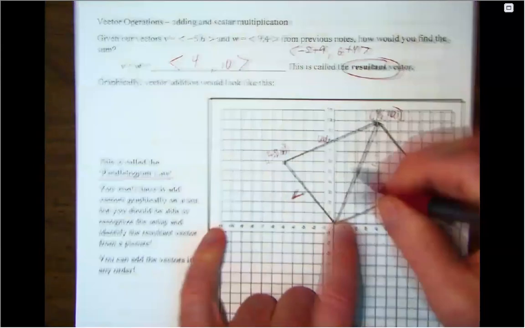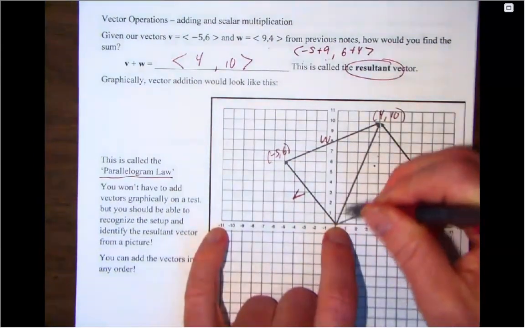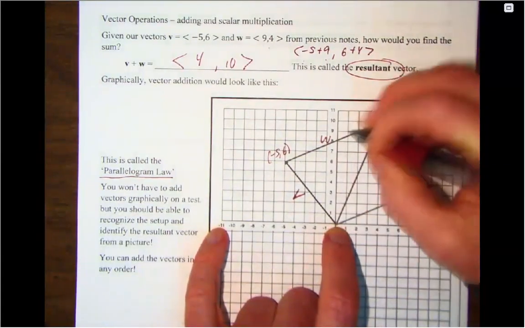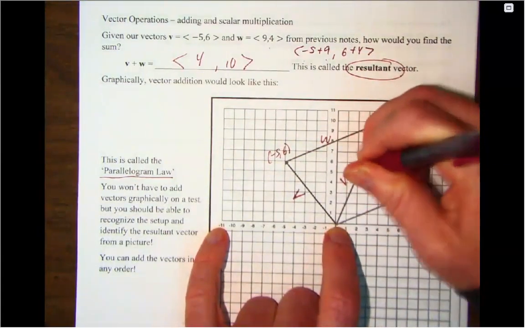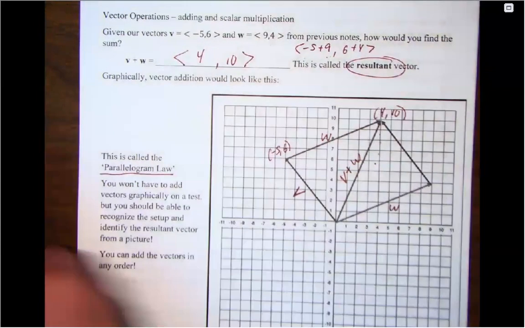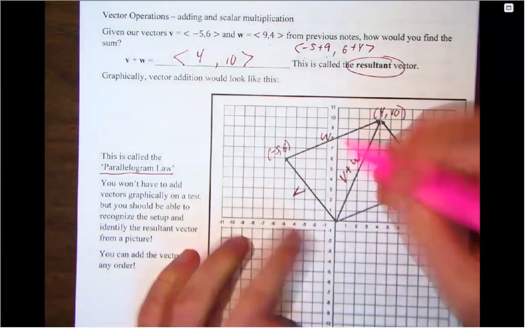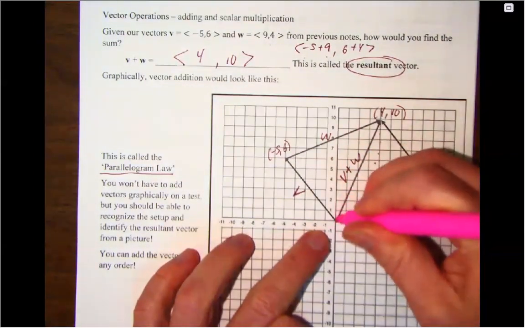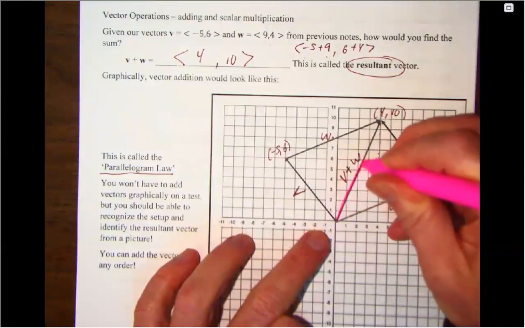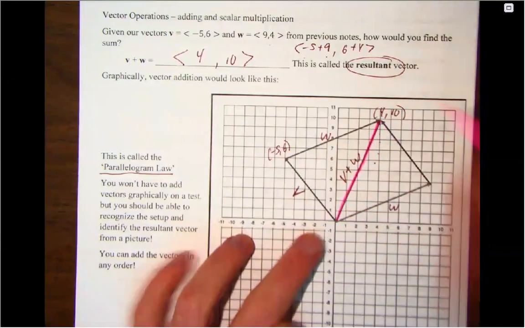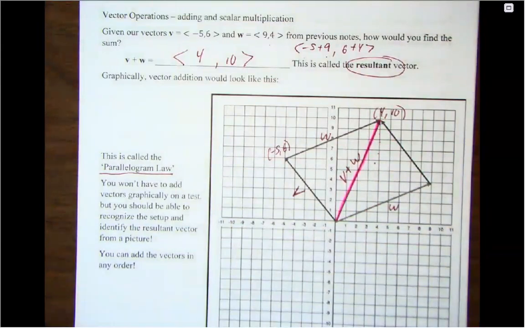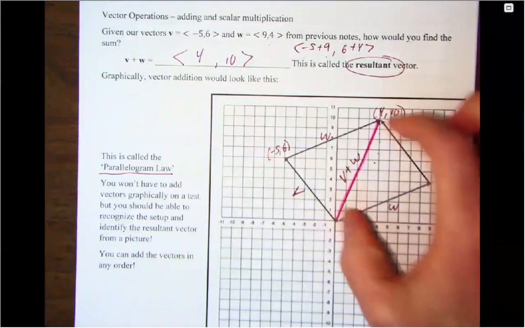And sure enough, this vector here going from the origin, kind of in the middle of this box, this vector is v plus w. I'm going to highlight that vector just so it shows up a little bit better when I save the notes and get it in the folder. Okay, so that is your resultant vector.